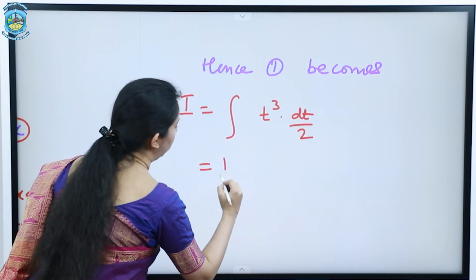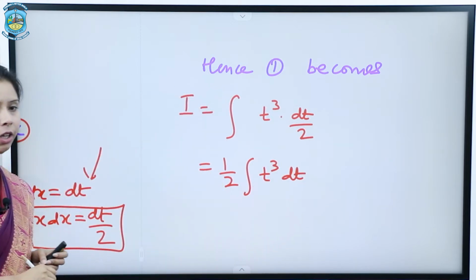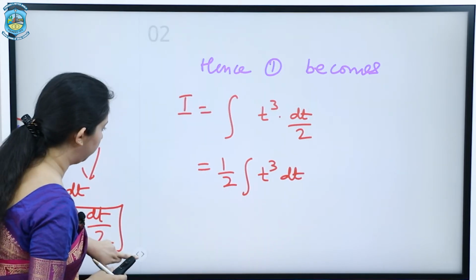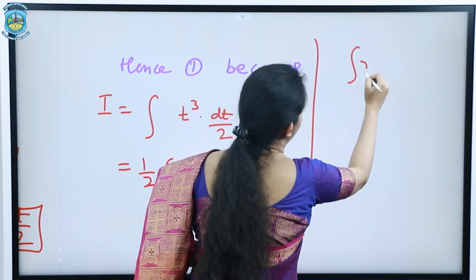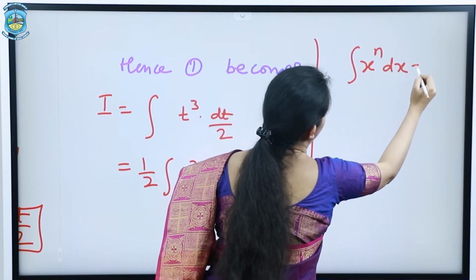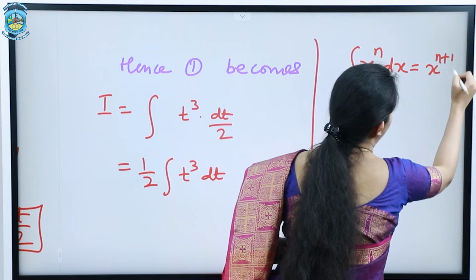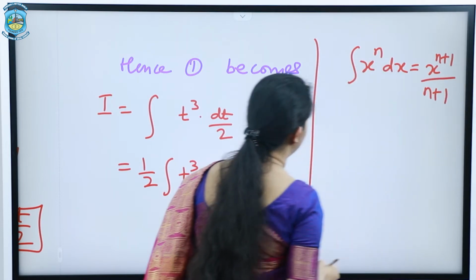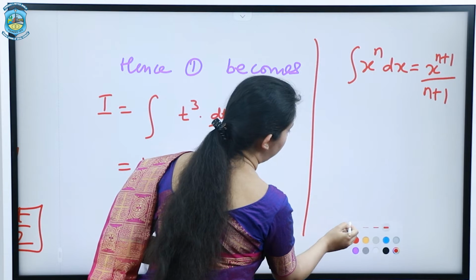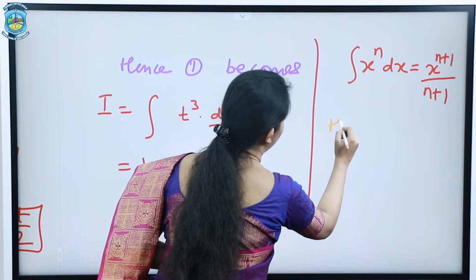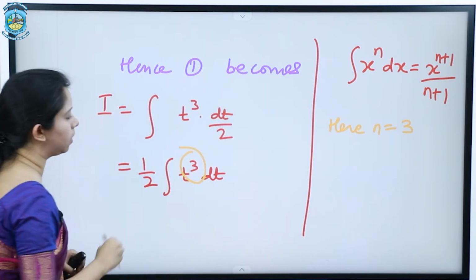So 1 by 2 will be taken out of this integration and we will integrate t cube with the power rule. So integration of x raised to the power n dx, as we all know, this is equal to x raised to the power n plus 1 divided by n plus 1. So here the value of n is how much? The value of n is 3. We can see that here n is 3.